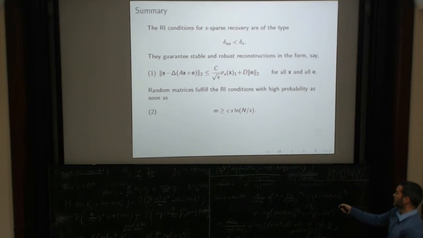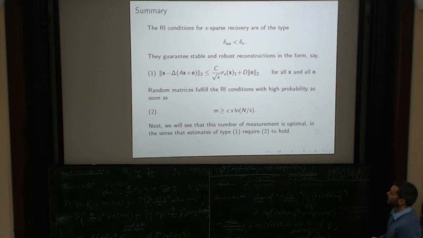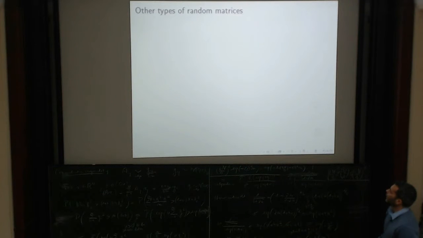So as soon as m is of the order of s times log, you can put the eN over s if you want here or not. Doesn't matter. So tomorrow, I'm going to show that we cannot do better than this number of measurements if we are after reconstruction bounds of these types for any A, for any delta. In other words, the compressive sensing results are optimal. So that's tomorrow. But then after the break, I want to say a few words about other types of random matrices. So, short break? Unless you don't want to, I can go on.